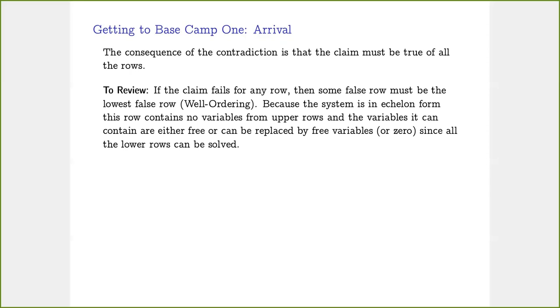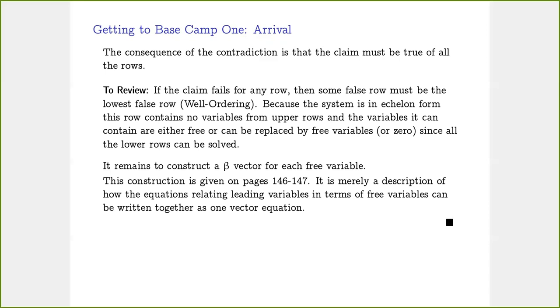To review, if the claim fails for any row, then some false row must be the lowest false row by well ordering. Because the system is in echelon form, this row contains no variables from upper rows, and the variables it can contain are either free or can be replaced by free variables, since all the lower rows can be solved. It remains to construct a beta vector for each free variable from those equations. The construction is given on pages 146 to 147.